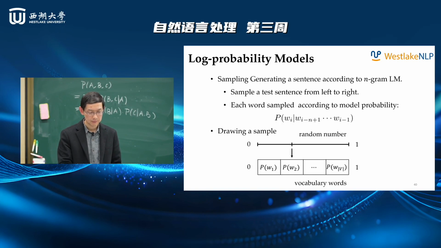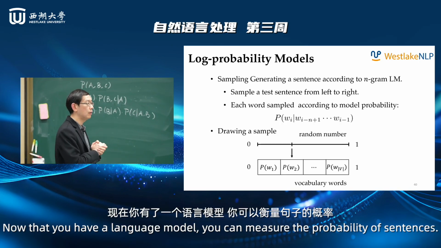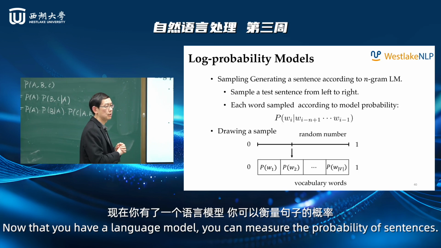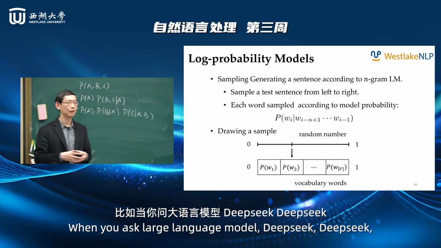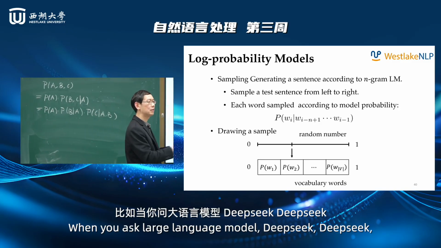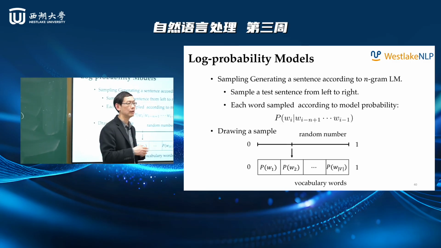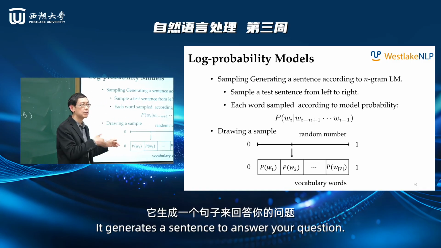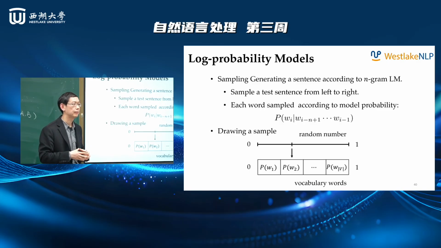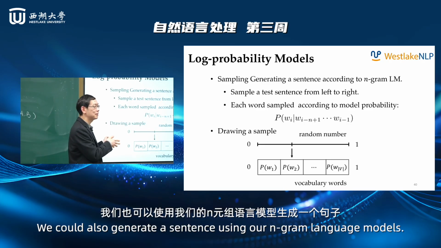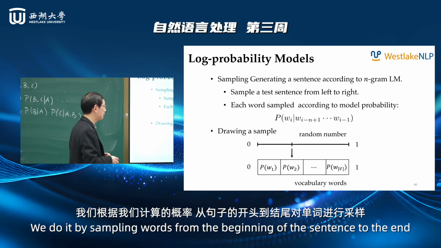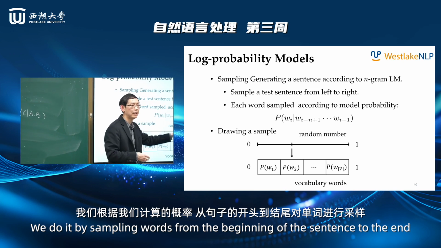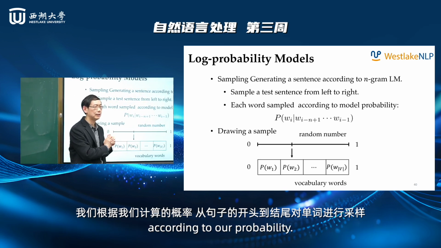Now that you have a language model, you can measure the probability of sentences. You can also generate sentences using a language model. When you ask a large language model, DeepSeek, to tell you how to do this homework, don't do it. It generates a sentence to answer your question. How do you generate? We could also generate a sentence using our n-gram language models. We do it by sampling words from the beginning of the sentence to the end, according to our probability.